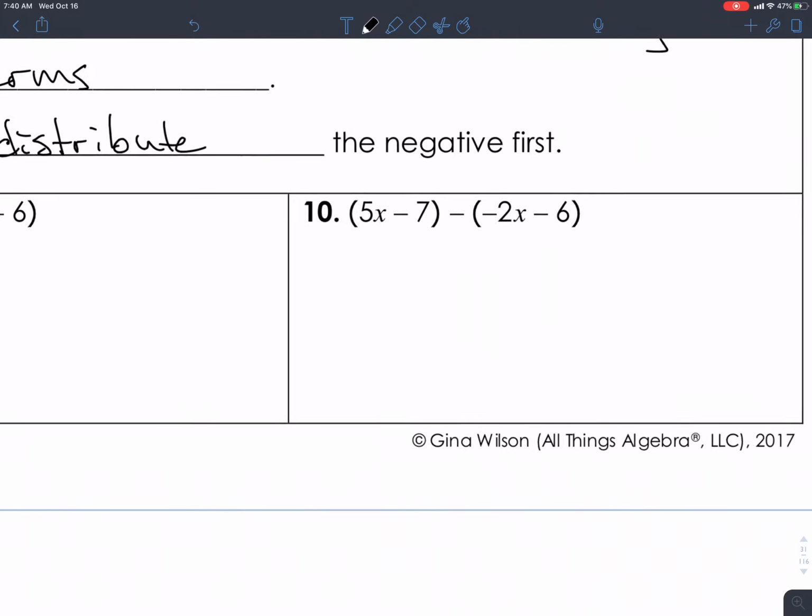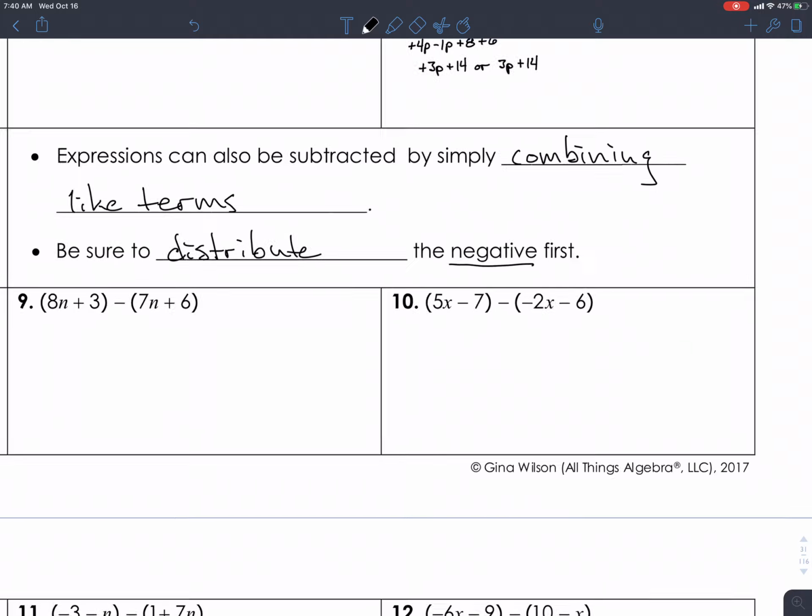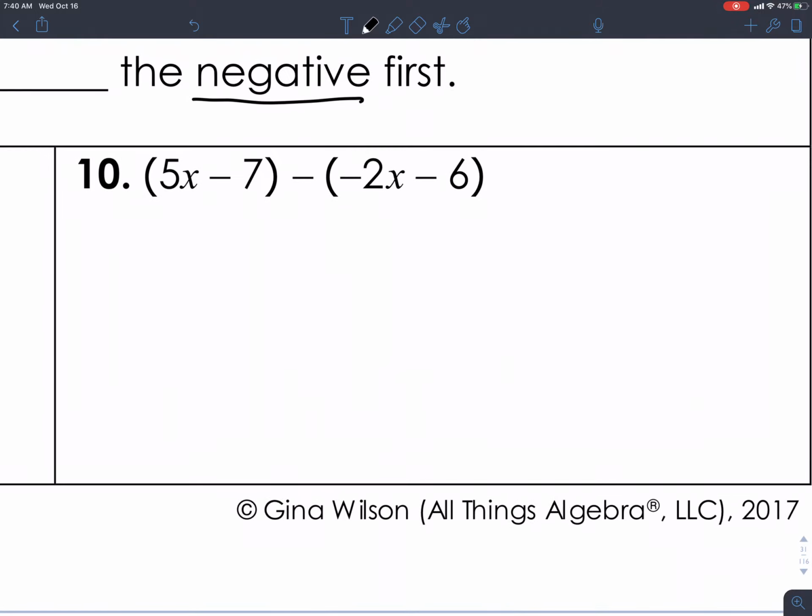I'm going to look at number 10 first. Hopefully you got that. Expressions can also be subtracted by simply combining like terms, just what we did before, but you have to distribute the negative first. So let's look at number 10. Nothing I can do in the parentheses, so I'm just going to write that. But I do need a sign. I got a positive 5x. Let's write positive 5x minus 7.